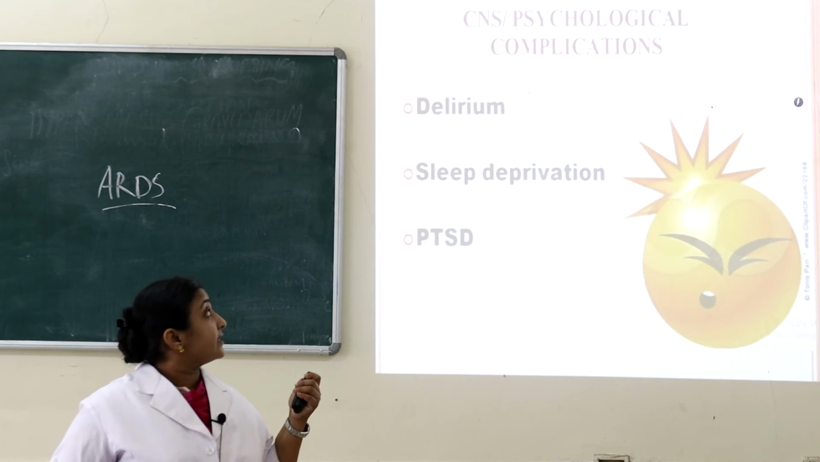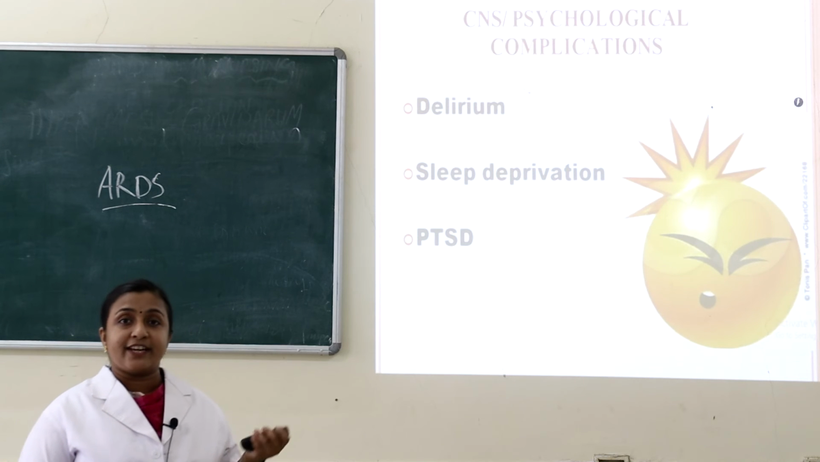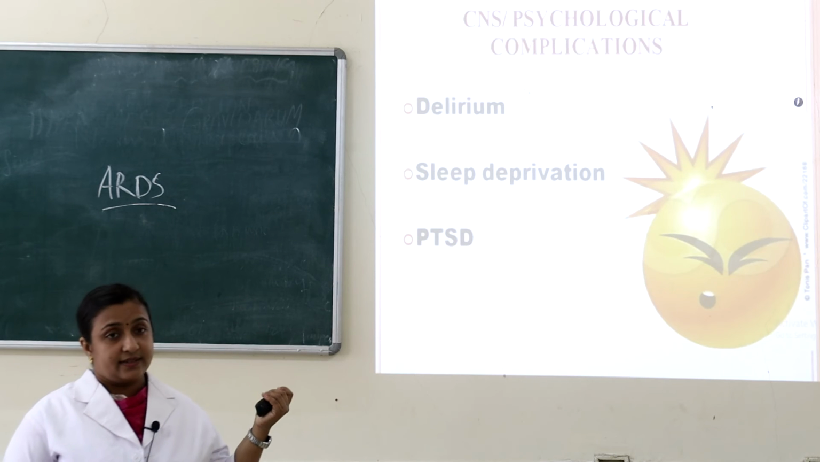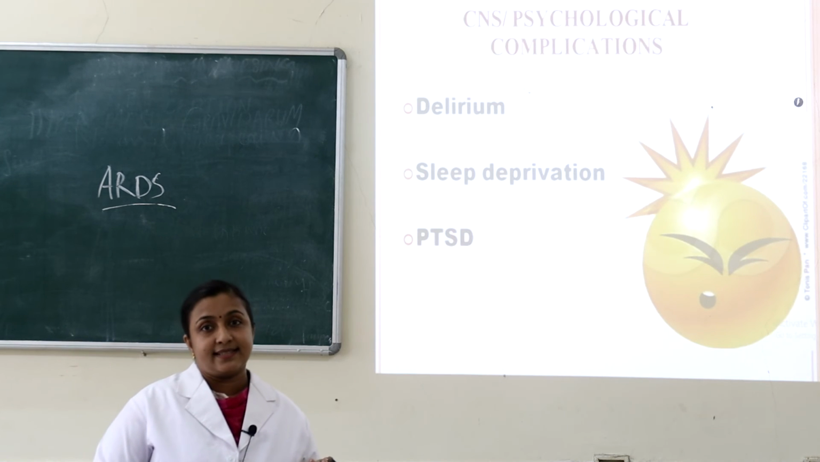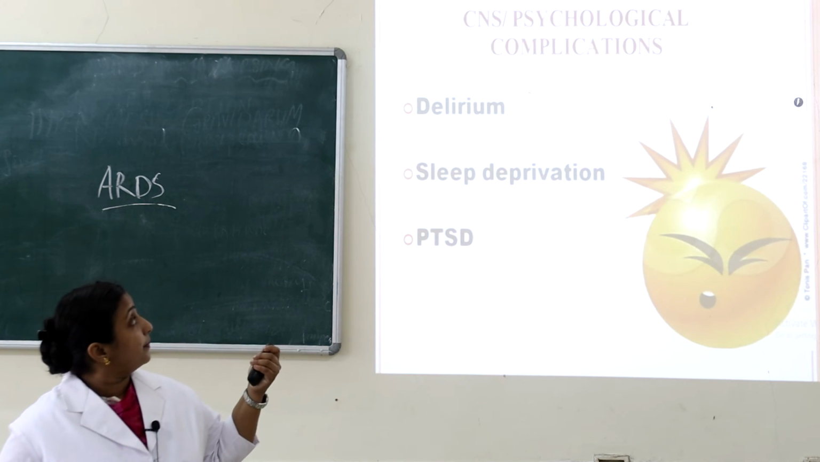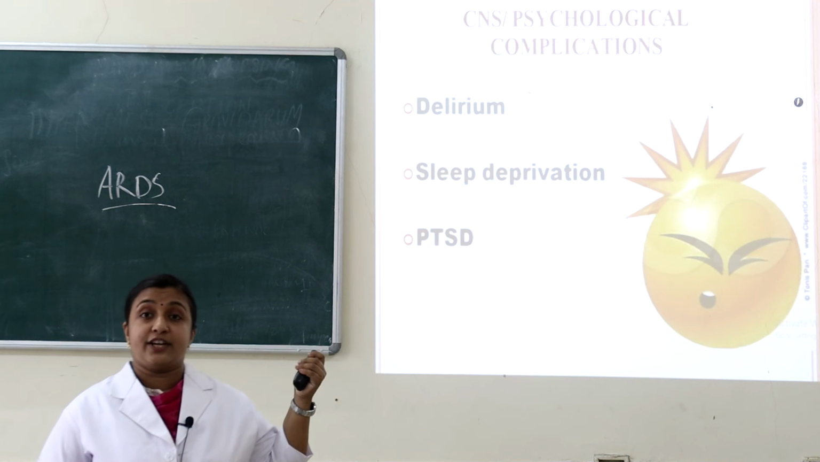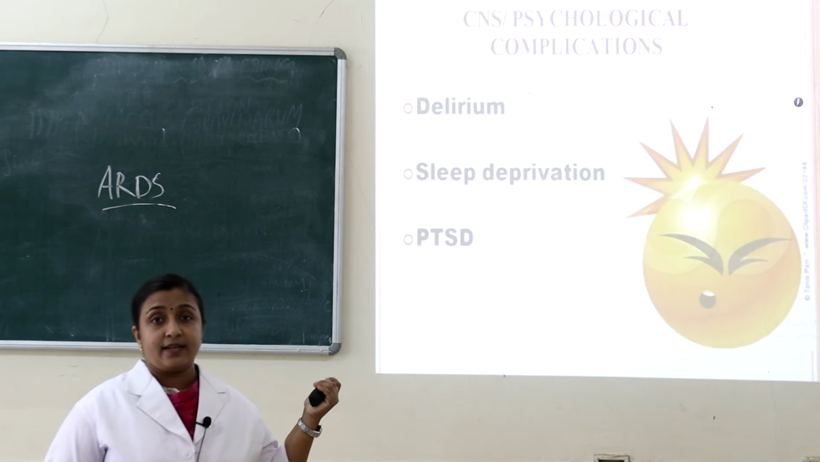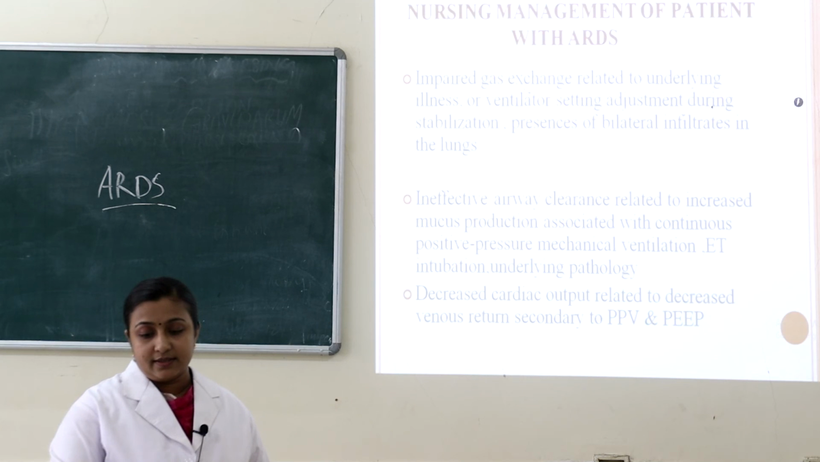The next is psychosis or the psychological complications like delirium, sleep deprivation and the PTSD, post-traumatic stress disorder. That is the psychological complications like delirium, sleep deprivation and post-traumatic stress disorders.